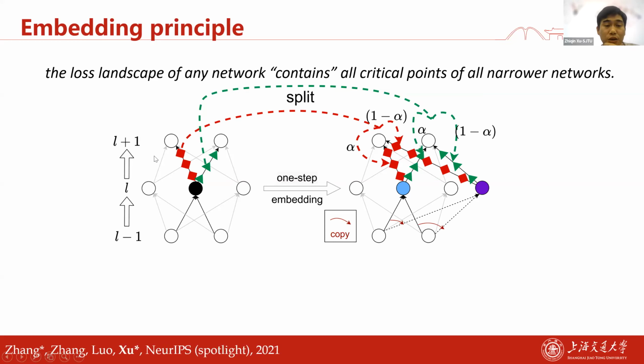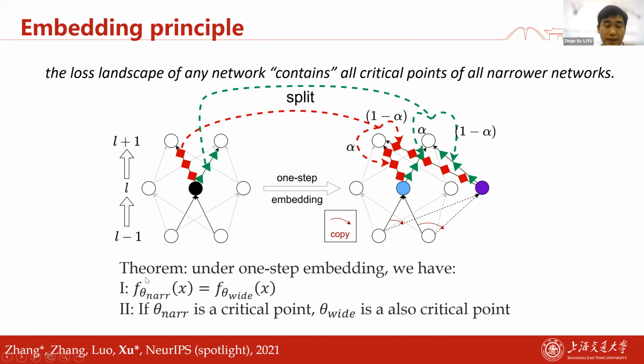Here's an example. Here is a neural network, and we try to split this black neuron into two neurons. This is layer L minus one, this is layer L, and this is layer L plus one. We split this black neuron into two neurons, this blue one and this purple one, and their input weights are just copied from the original weight. This is the condensation case, right? We build a condensed neural network from a narrow neural network. And their output we just split with a fixed ratio alpha. This alpha can be changed between 0 and 1. So the output of the L plus one layer neuron stays the same because we build it this way.